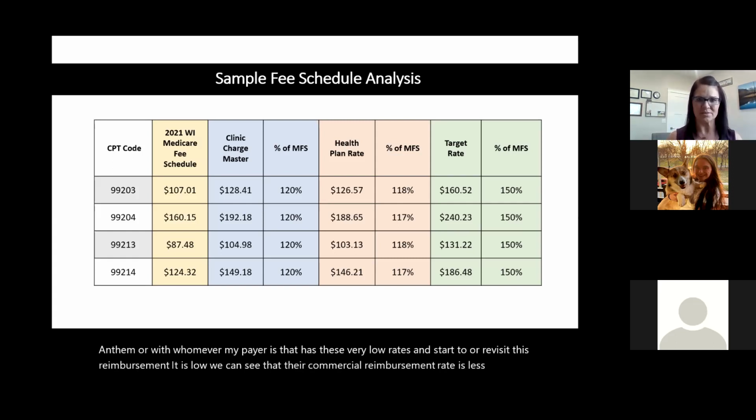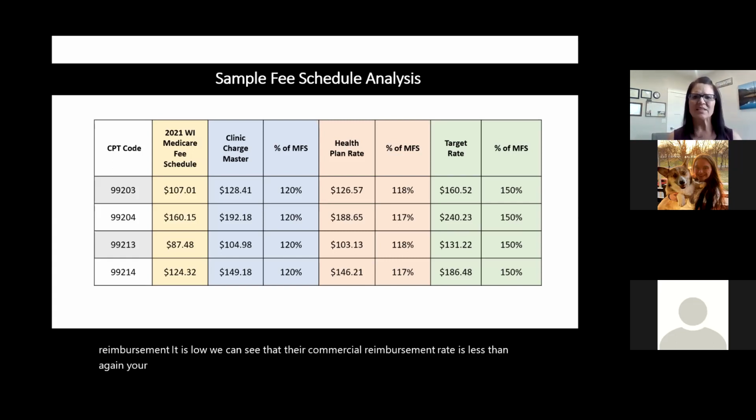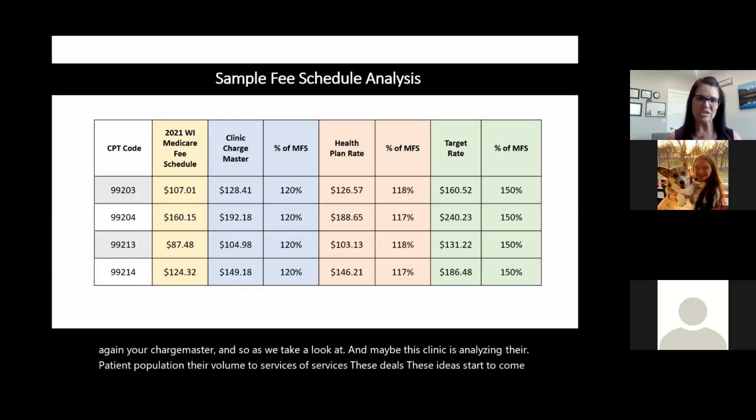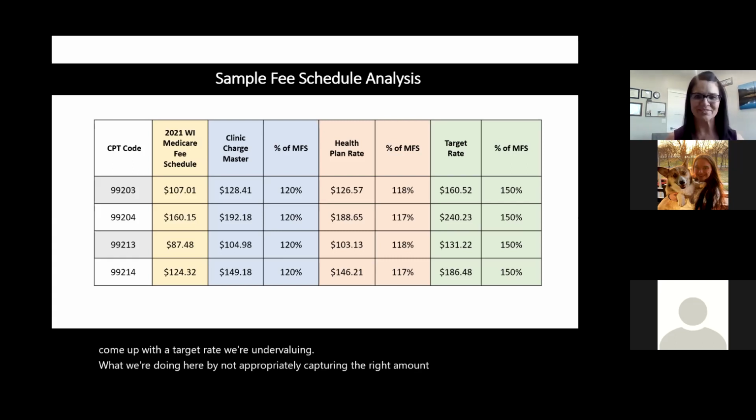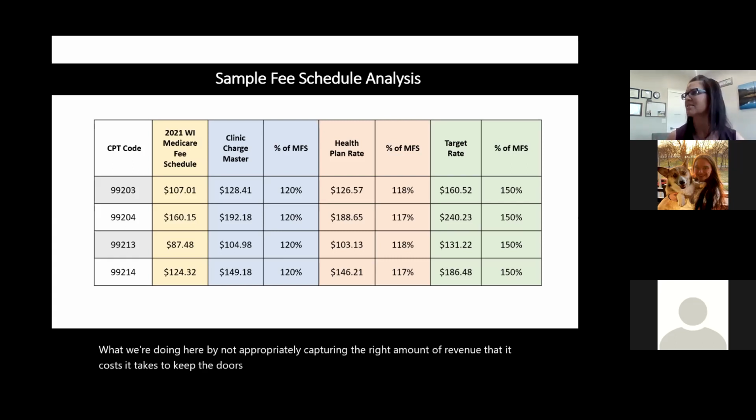We can see that their commercial reimbursement rate is less than, again, your charge master. And so as we take a look at that, and maybe this clinic is analyzing their patient population, their volume to services, these ideas start to come up with a target rate. We're undervaluing what we're doing here by not appropriately capturing the right amount of revenue that it takes to keep the doors open to provide this service. So let's change our target rate.